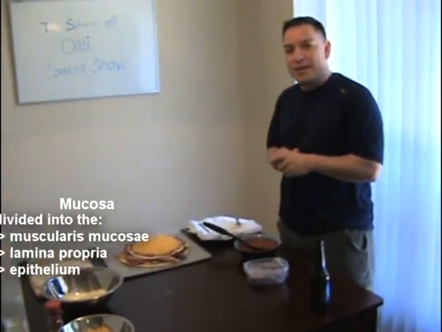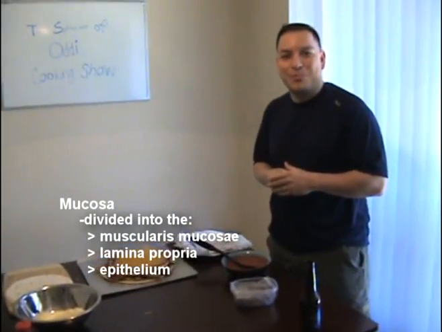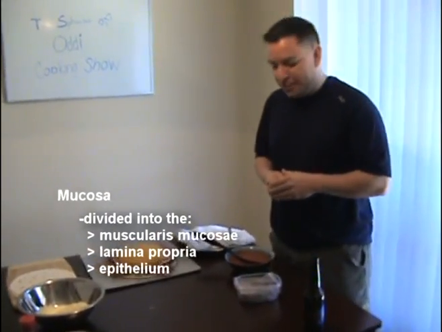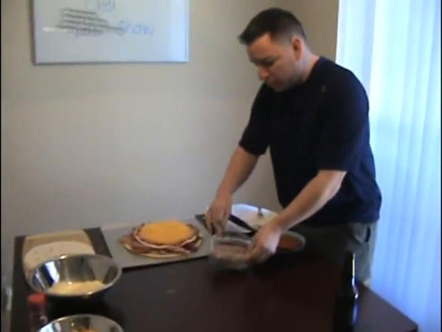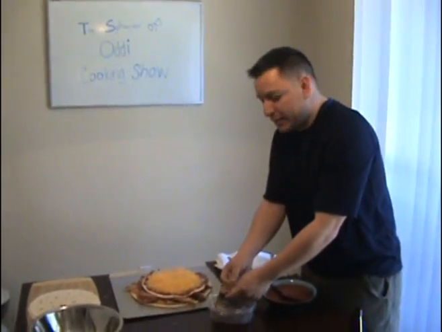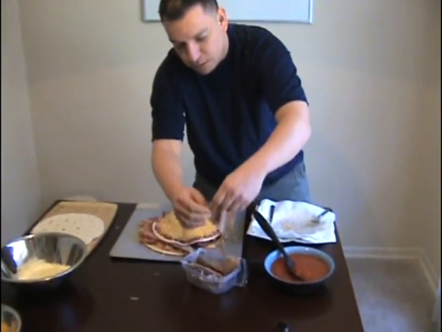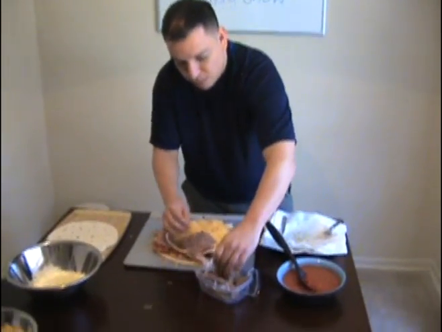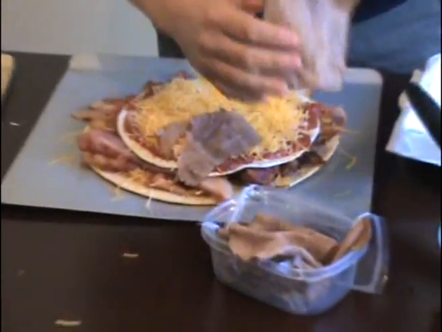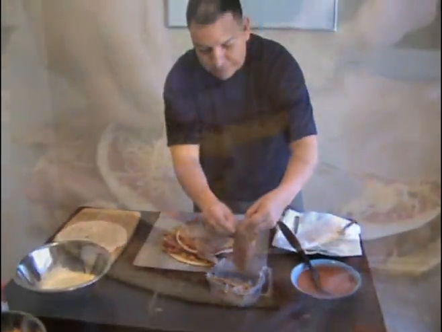So our innermost layer will be the mucosa, which is actually divided into the muscularis mucosa, the lamina propria, and the epithelium. I'll be doing the muscularis mucosa, which is kind of like a thinner layer in here, and this will be represented by the roast beef in here. It already looks yummy. This is for all the roast beef lovers out there.